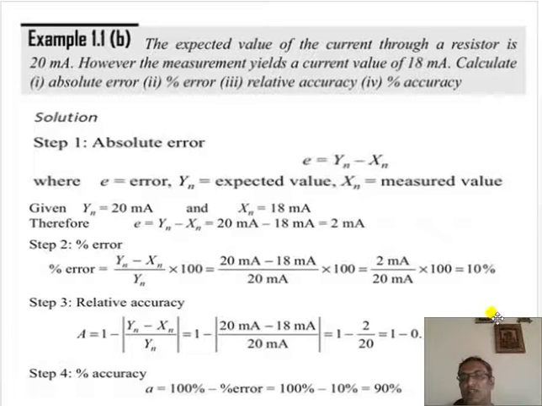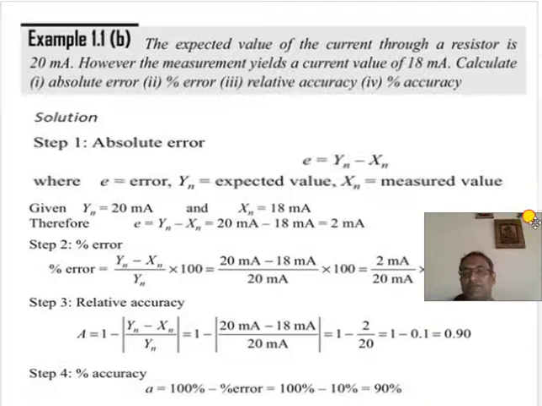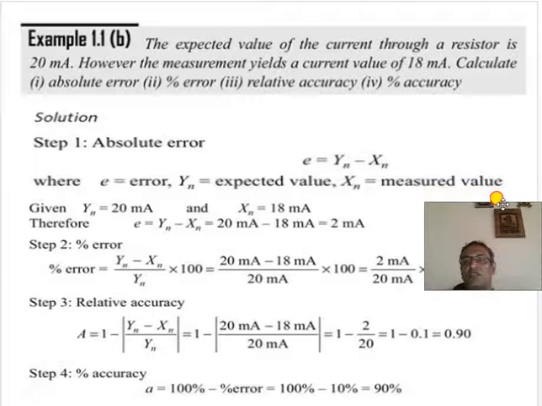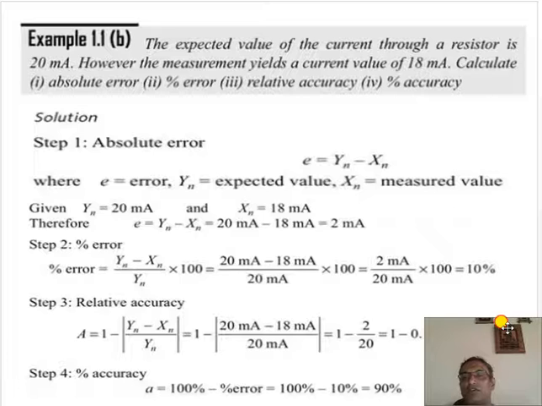The value is 0.90, and the percentage is 90%. Previously we got 98.75%, but here the percentage of accuracy is 90%. This is how we calculate the absolute error, the percentage error, relative accuracy, and percentage of accuracy in this problem.